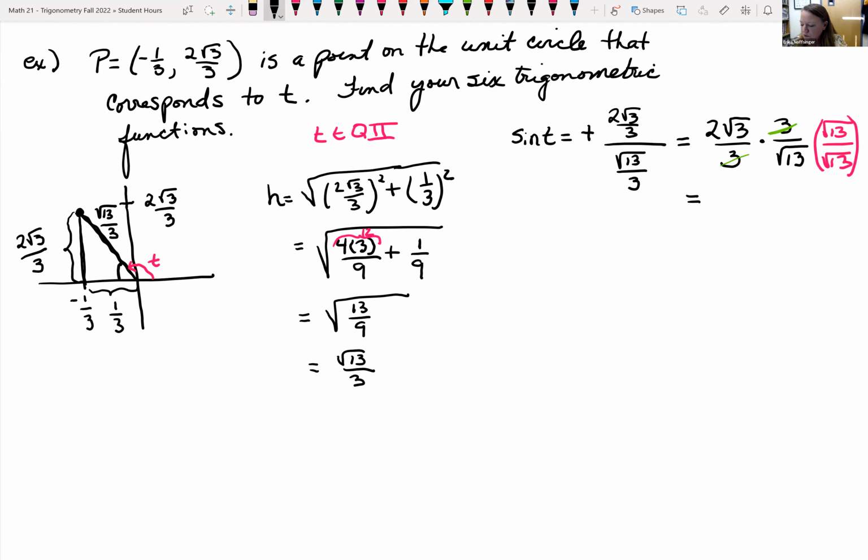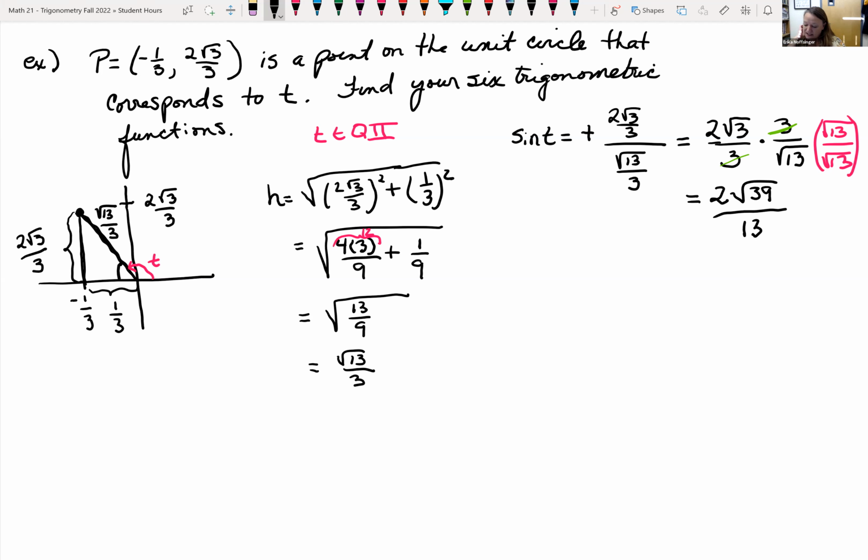So this gives me 2 root 3 times root 13. Rules of radicals: same index, it's a square root, both of them, so I can multiply underneath the radical. Square root of 3 times square root of 13 is square root of 39. I have this 2 in front of the radical still, all over root 13 times root 13, which is 13.